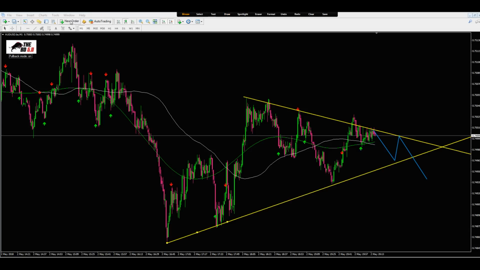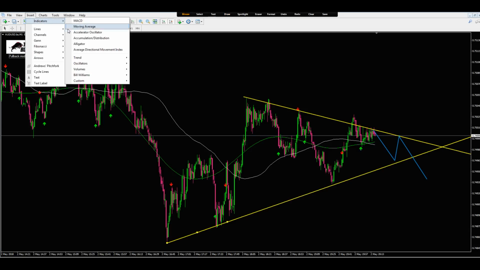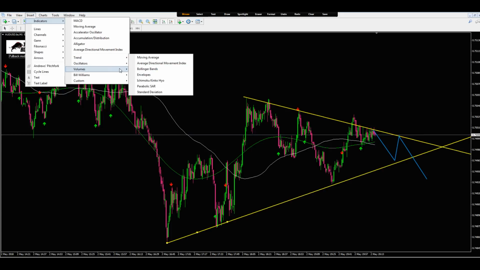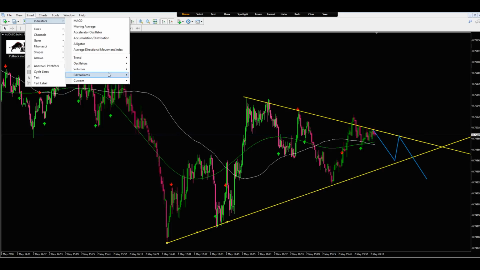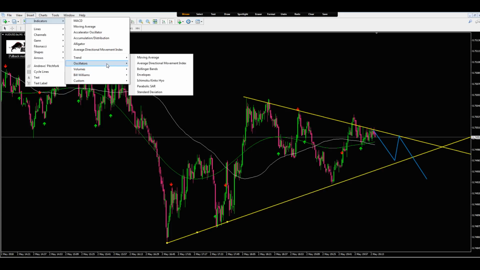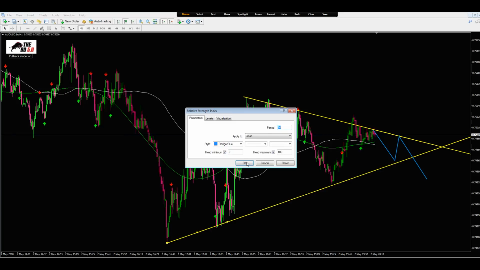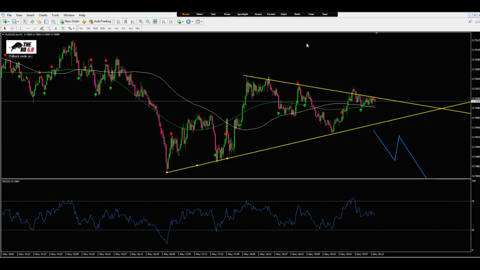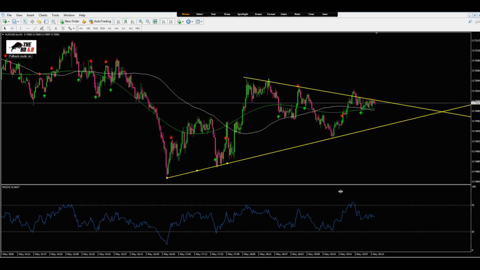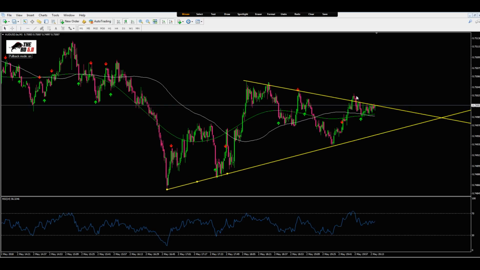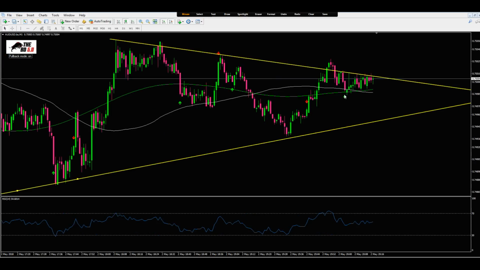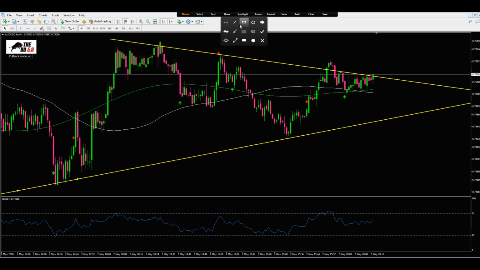I'm going to add an RSI in just to help me determine where the market is overbought and oversold. Okay, so the market's overbought. If I delete that, we can see that if I head that down, the market's overbought at this level. The market is bouncing off this trend line. That's telling me that the market is struggling at this level.